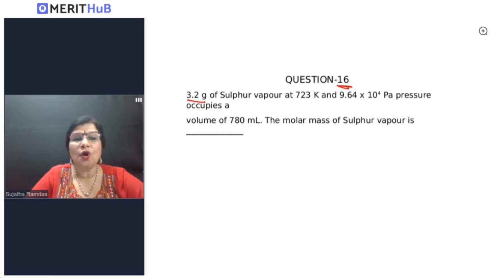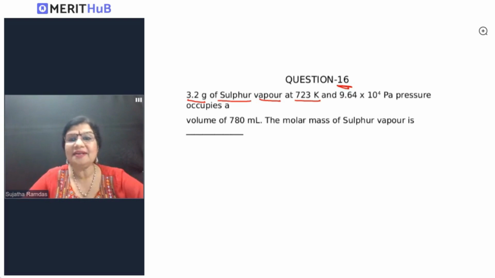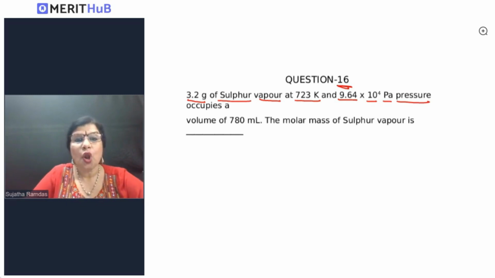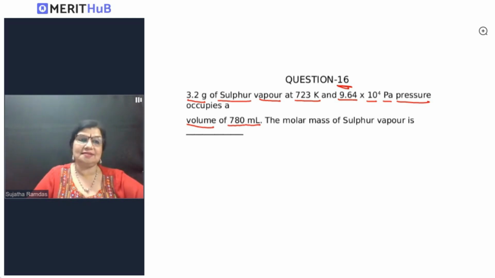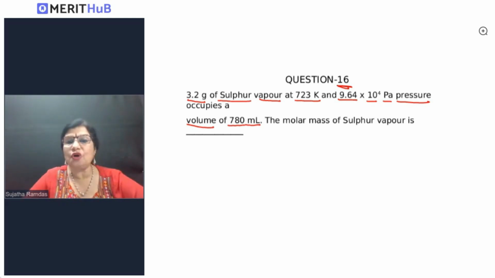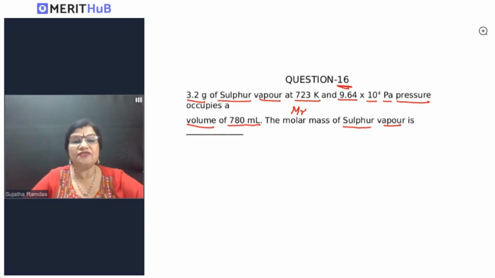3.2 gram of sulfur vapor at 723 Kelvin and 9.64 into 10 to the power of 4 Pascal pressure occupies a volume of 780 milliliters. The molar mass of sulfur vapor is to be found out. So this is a numerical value type question which will appear in section B of your exam paper.